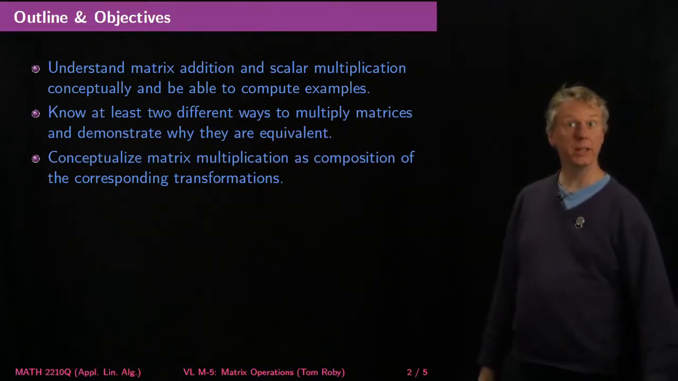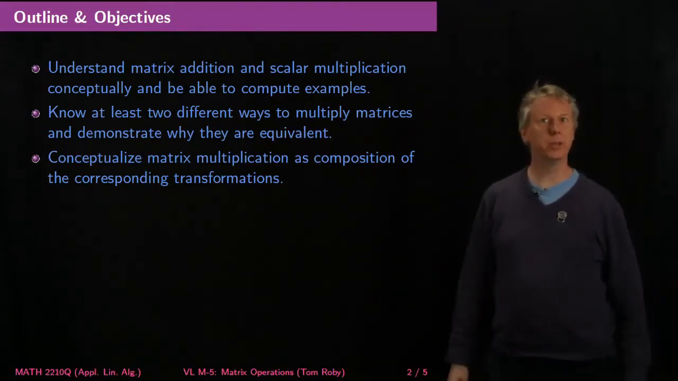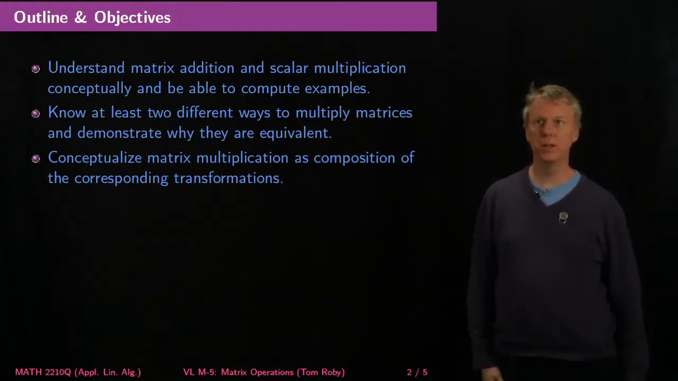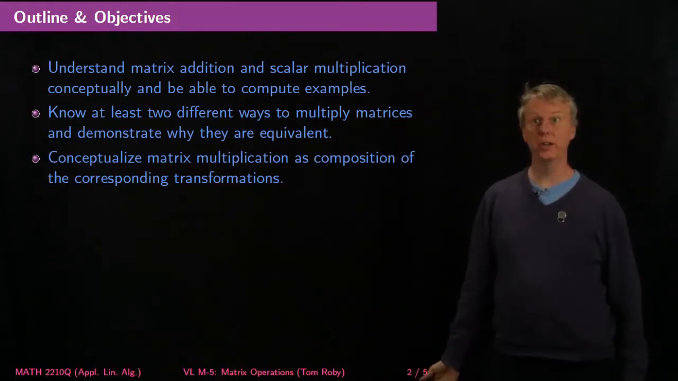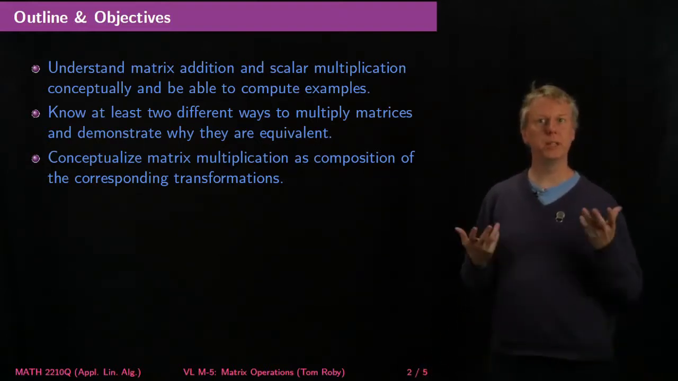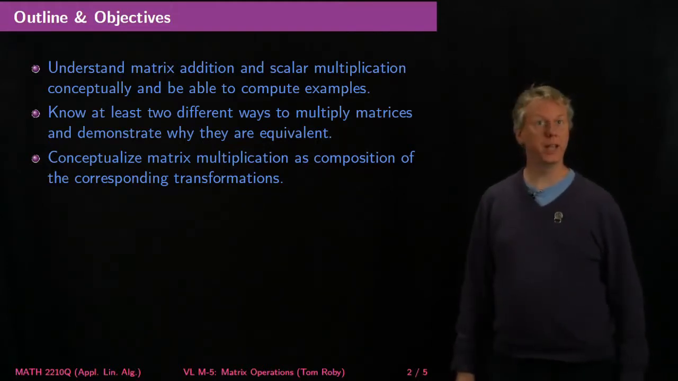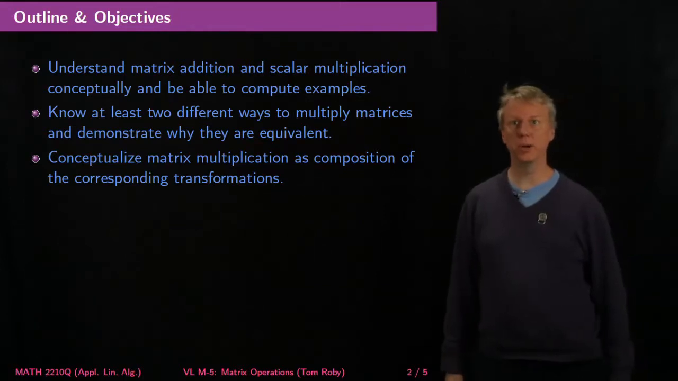So we would like to understand matrix addition and scalar multiplication conceptually and be able to compute examples. This is not so hard. We'd like to know at least two different ways to multiply matrices and demonstrate why they're equivalent. So this is something we'll see in some examples. But one way is conceptually much better for understanding a lot of basic things in linear algebra.